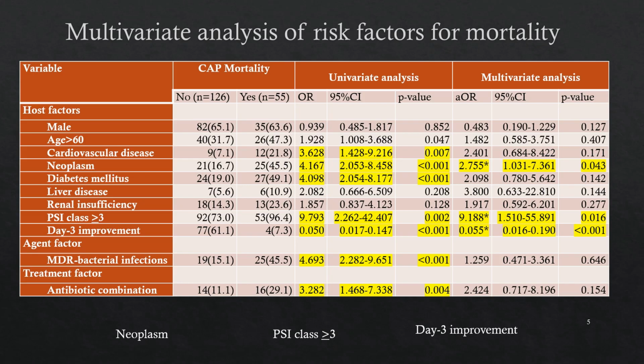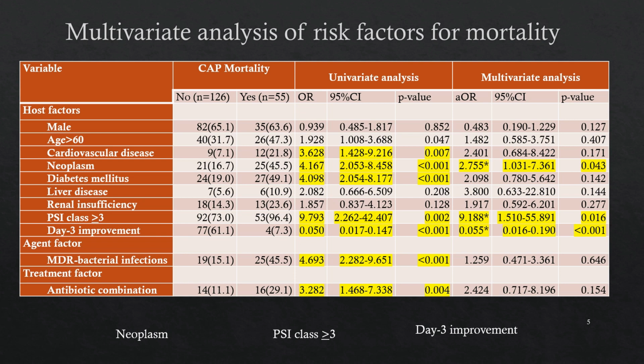To assess the risk factors for mortality, we performed multivariate analysis. From bivariate analysis, there were significant differences with respect to cardiovascular diseases, neoplasm, diabetes mellitus, ALKALIS 3 or above, day 3 improvement, infection with MDR organisms, and the combination use of antibiotics.